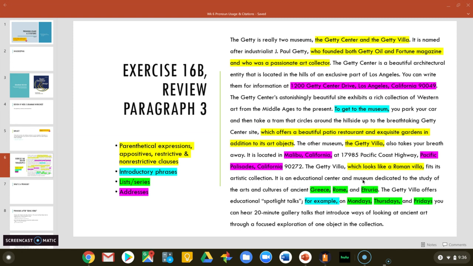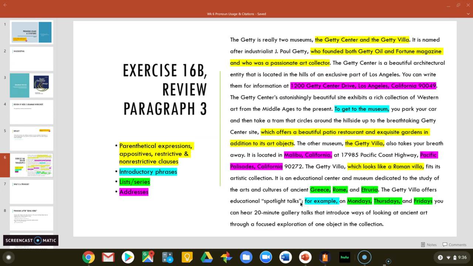It is an educational center museum dedicated to the study of the arts and cultures of ancient Greece, Rome, and Etruria. So whenever we have a list, we always need commas between at least the first 2 items in the list. The comma before the and is optional. I usually like to put it there because it just helps to clarify, but either way is correct. The Getty Villa offers educational spotlight talks, for example.